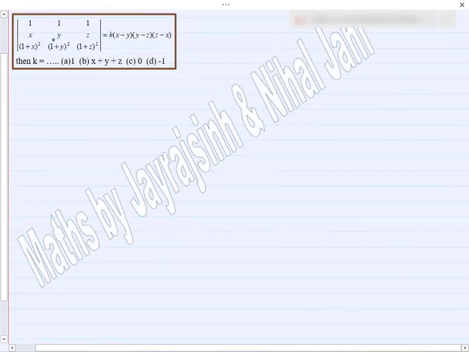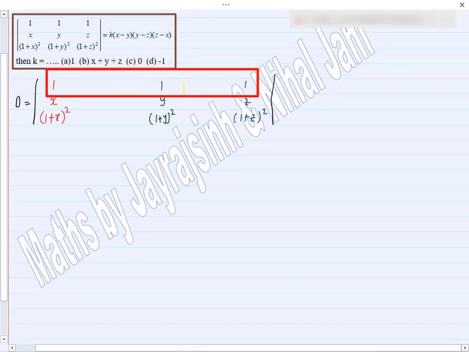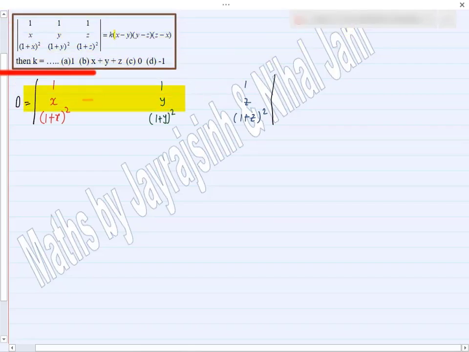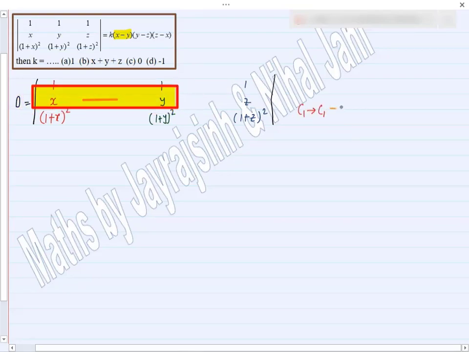In this question, it is given that the determinant is equal to k times (x minus y)(y minus z)(z minus x), and we have to find the value of k. So first of all, let's get our left hand side. In the first row, we have 1, which can easily be converted into 0 by taking column operations. And to get the x minus y factor, the preferable operation is c1 gives c1 minus c2. So let's multiply the second column with minus 1 and add it into the first one.